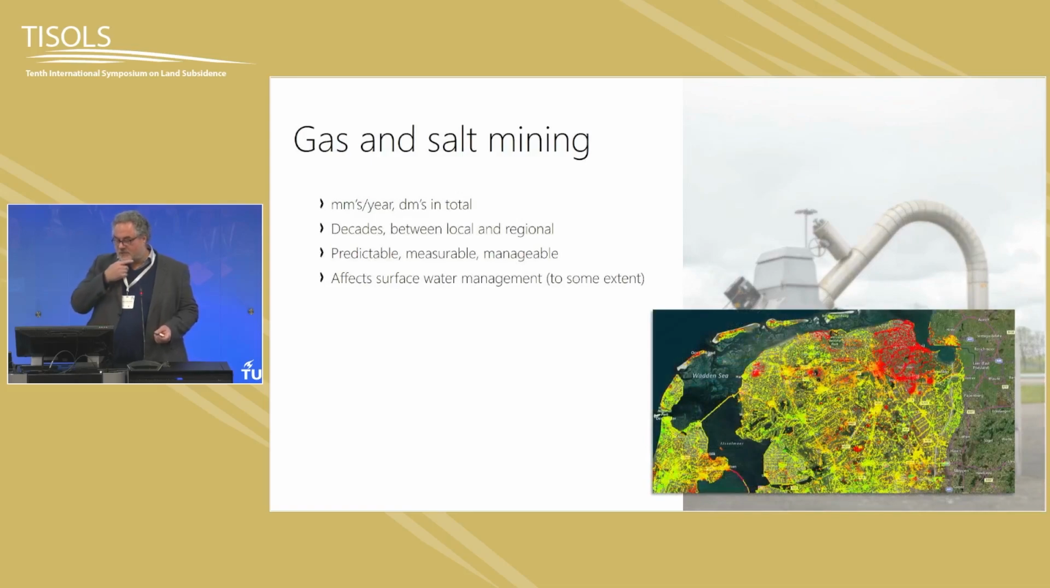Here you see a graph. Just notice the big red blob in the upper right corner, that would be the Groningen gas field producing subsidence. Some of these smaller red blobs would be salt mining.